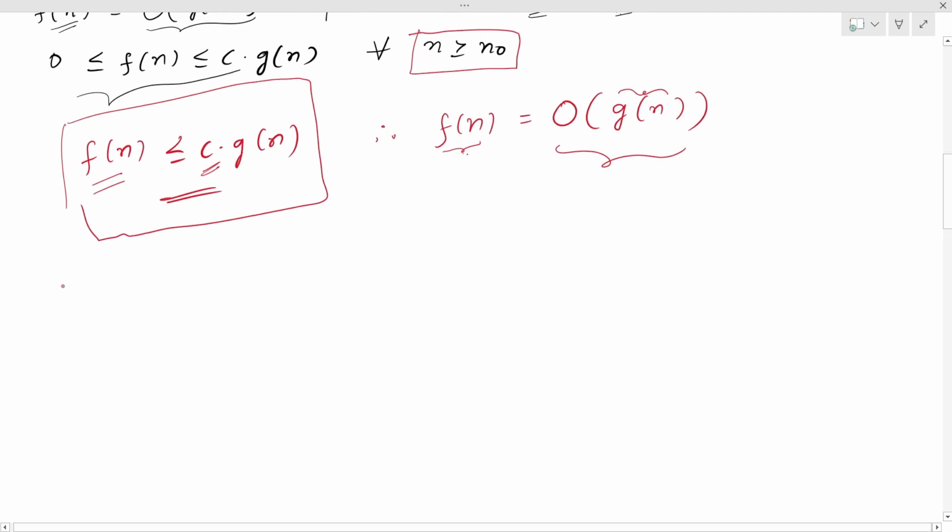Let me take something like this. Let me take f of n is equal to 2n plus 3. So this is my f of n. Generally f of n is nothing but whatever the code snippet that you write.